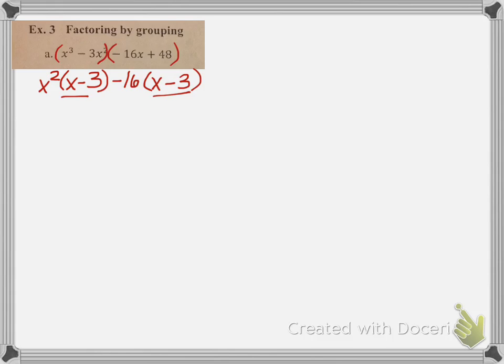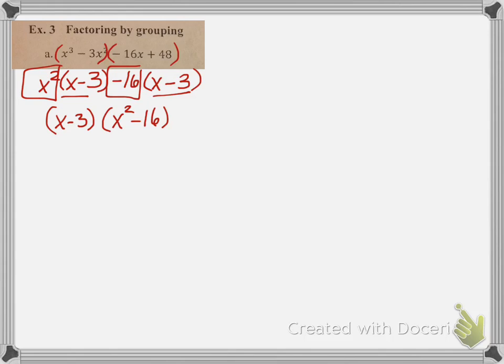Now, that would be the first part of your answer: x minus 3 and x minus 3. Now, your second part of the answer comes from the two things that you factored out, which in this case is x squared minus 16. So that would be your next one, which is there.